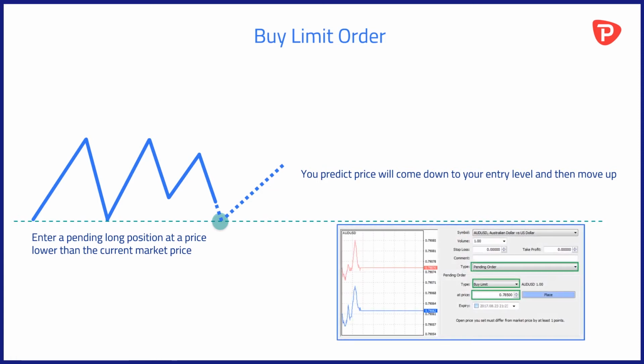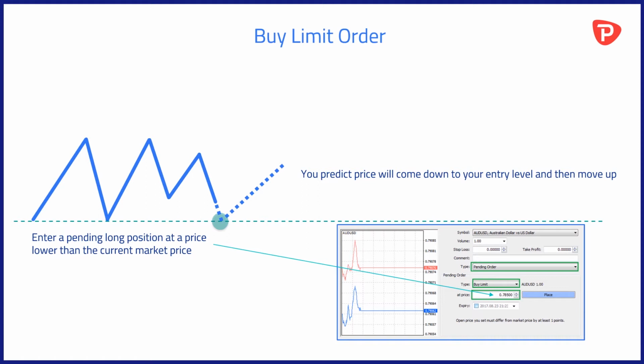You can see in the example on the screen that the order window looks similar to the market order window. The first green box contains the order type, where pending order is selected. The second green box has a buy limit selected from the drop-down menu, and the third green box has the price that you would like to buy at.